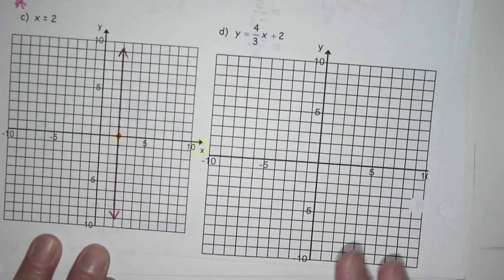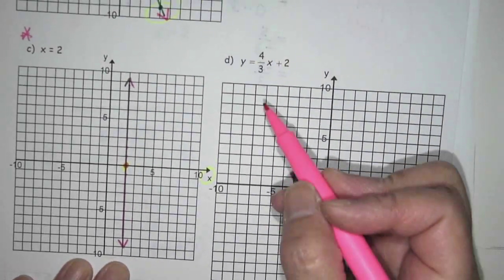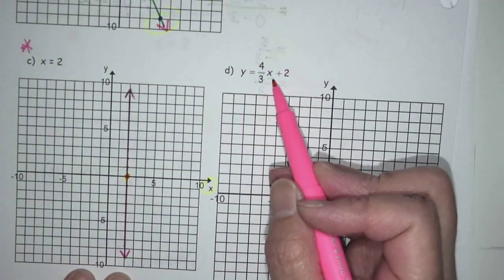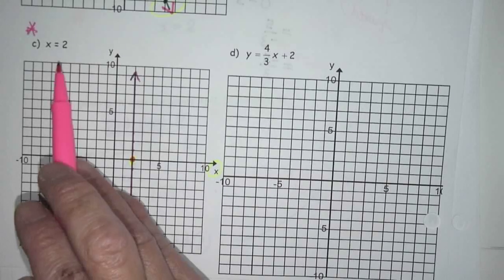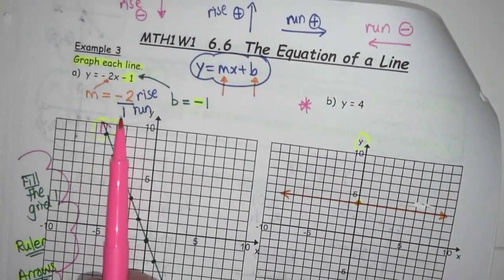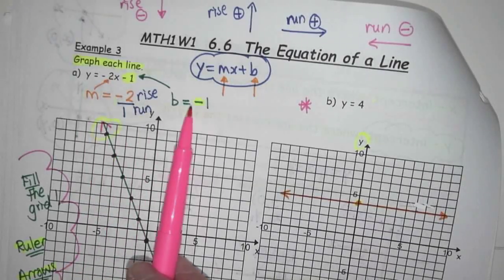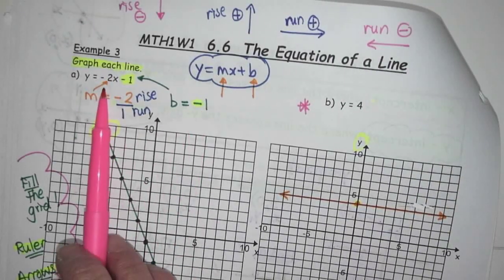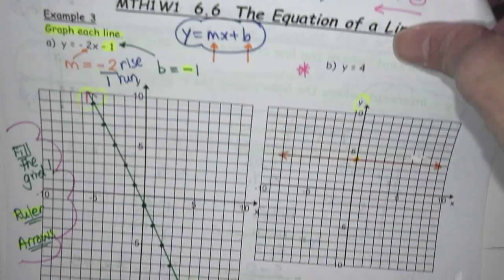This last one here is 4/3 x plus 2. So looking here, that's a special case. This one here, special case. This is just a rise, y equals mx plus b form. So I need the m and the b. So let's grab that. It's over here.